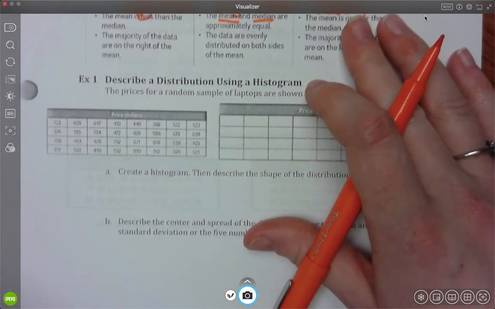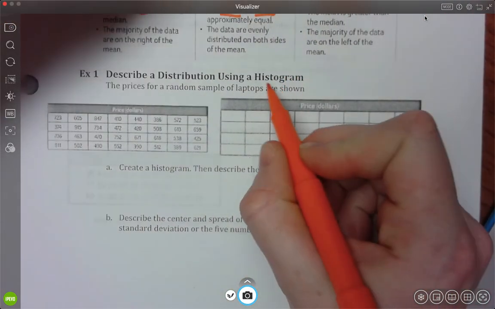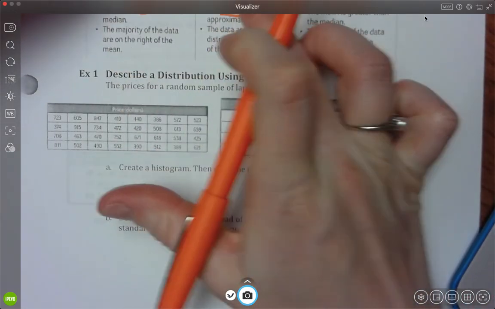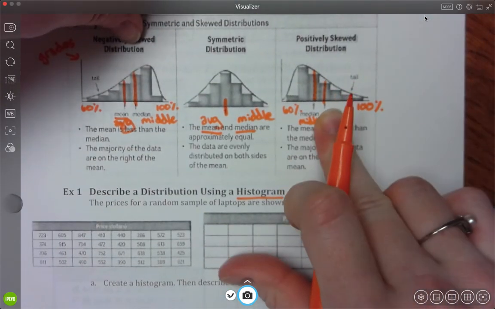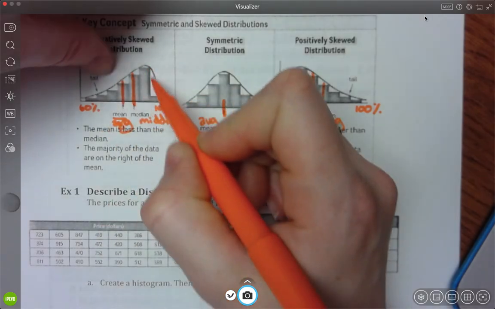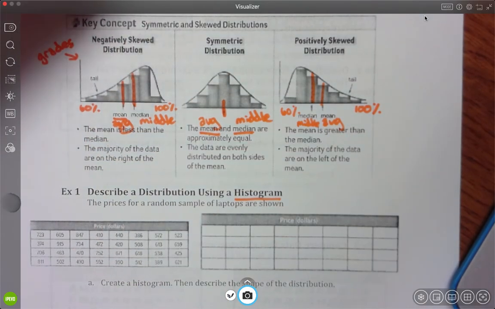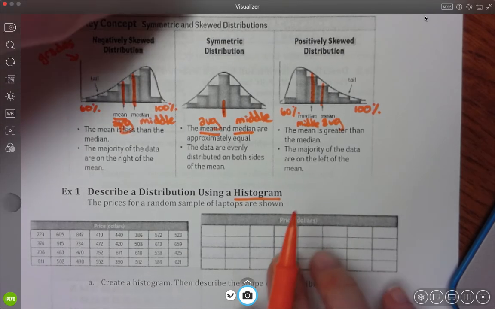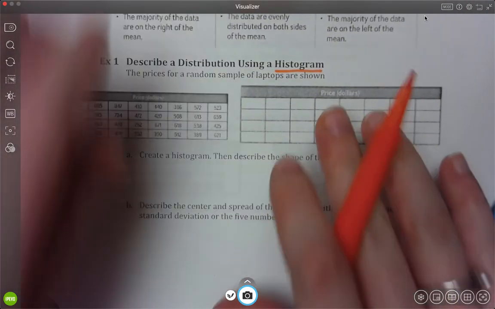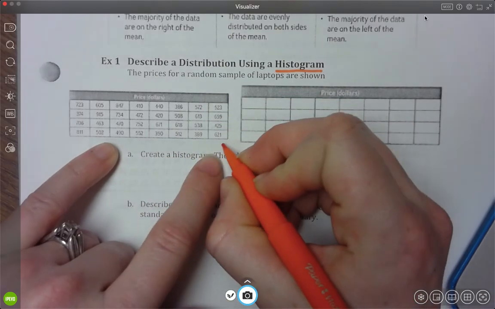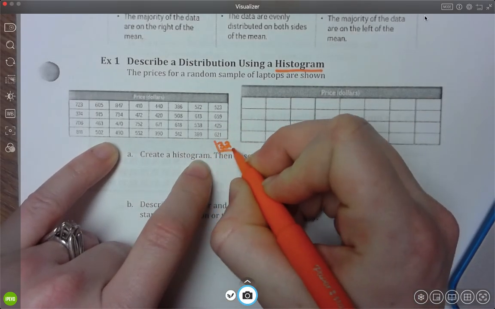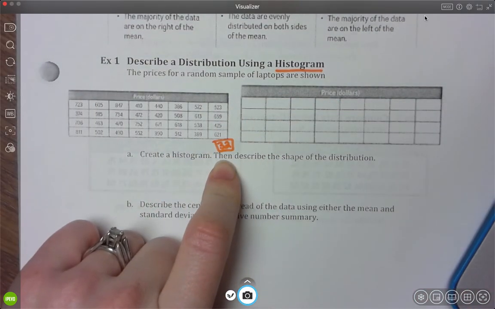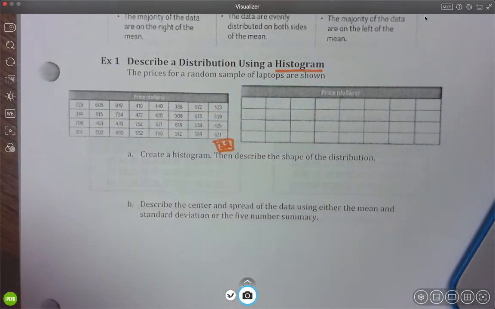Okay, so in example 1, they want us to create a histogram, which is exactly what these are up here with the bars, minus the little curve that they've put over top of it. But the histogram is just a bar graph where all the bars are touching each other, okay? They give us a bunch of data here, I think 32 numbers total, and they want us to create a histogram with that. So they want us to make bars.